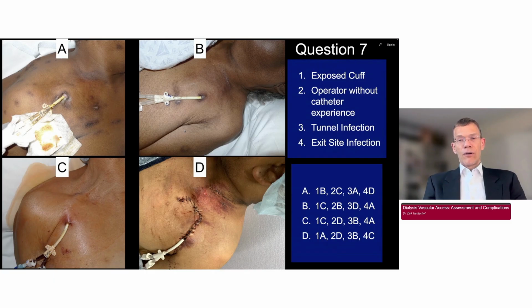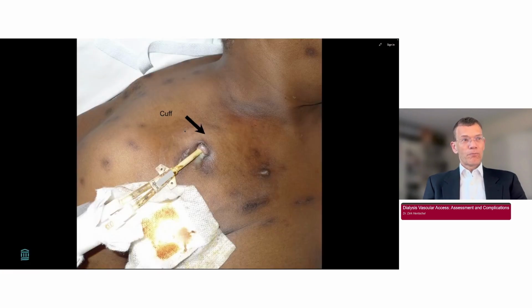We'll give it a few more seconds here. Multiple colors at the moment. I like it. All right. So my official answer is C. Okay. And I'll run through all options.